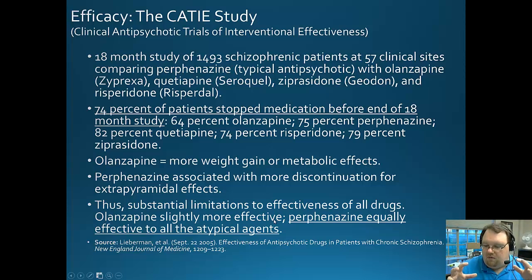Another thing that was notable is that our first generation antipsychotic was as effective as all the atypical agents. No significant difference. So you may see some little differences with insignificance between these, but typically, at least in my reading of the literature, for what it's worth, you're again not seeing a big difference in efficacy with the atypicals. So it's not that they're more effective. It's that they have fewer side effects, though they still have pretty significant side effects.